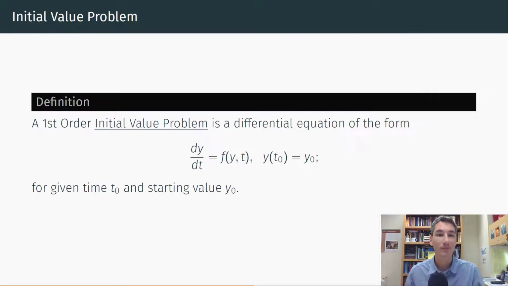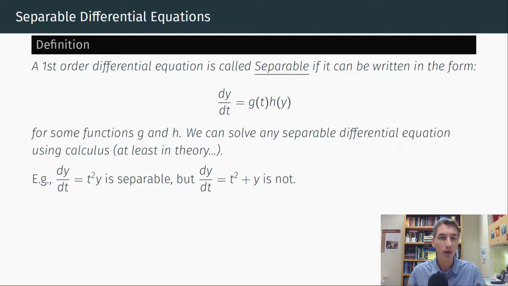Let's take a look. So first, we need to talk about an initial value problem. That's what we're studying in this section. A first order initial value problem is a differential equation of the form dy/dt equals f(y,t), with initial condition y(t0) equals y0. So derivative equals right-hand side with an initial condition. That's an initial value problem, and we're looking at first order initial value problems here, so just one derivative.